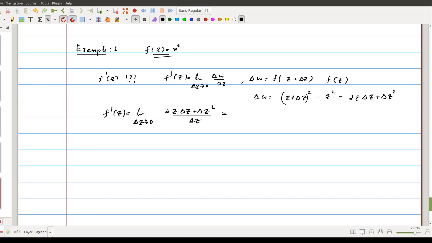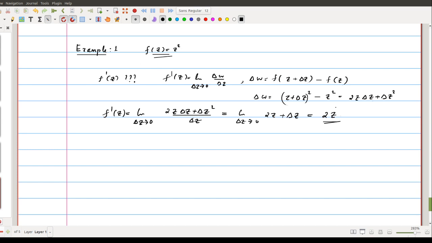Once you simplify the quotient here, you will get the limit as delta z tends to 0 of 2 times z plus delta z, by cancelling this delta z from both terms of the numerator. You will get 2z plus delta z. By putting delta z equals 0, you will get the answer as 2z. We all know the derivative of z square is 2z.